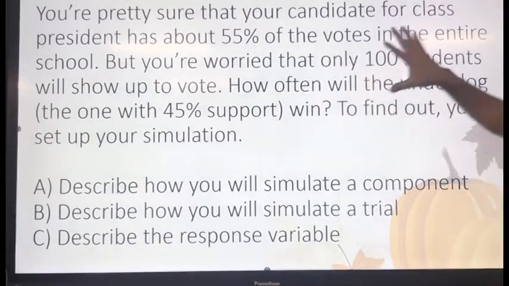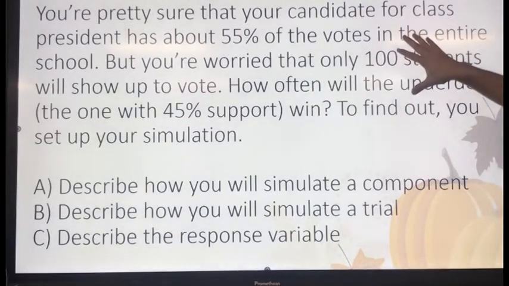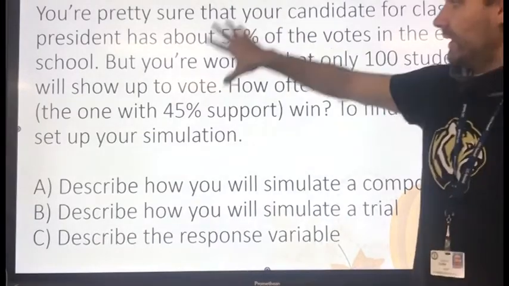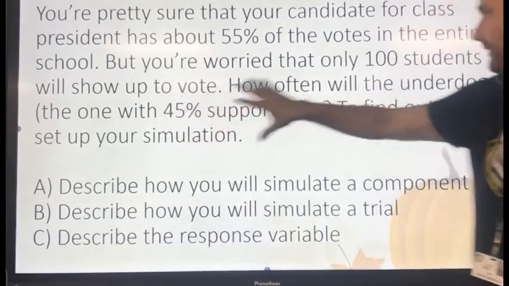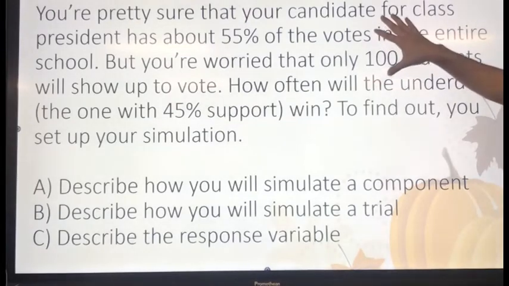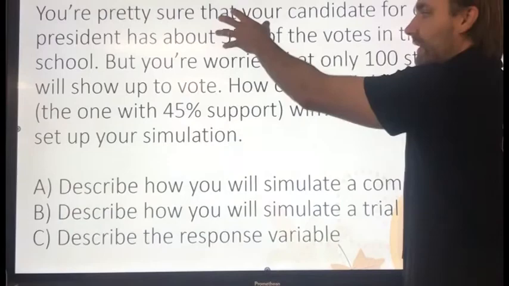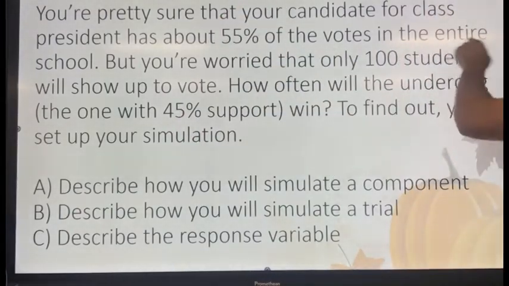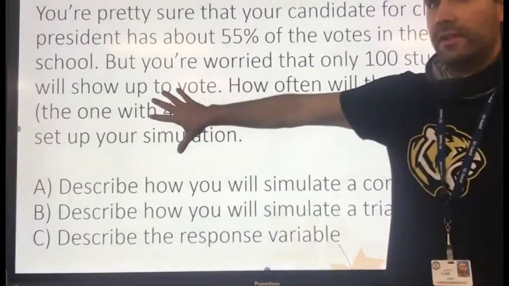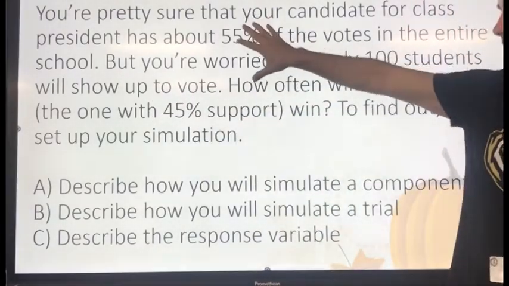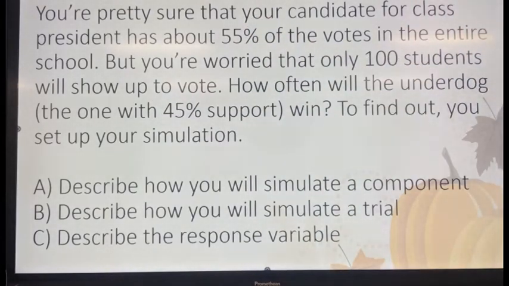So we're only going to look at 100 students, but that doesn't mean that it's going to be evenly distributed. What if only these 45% make up 60% of these hundred? See what I'm saying? This isn't going to grab exactly the 55 and the 45 of the entire school. It may grab a majority of these, it may grab a majority of these. We don't know. We're going to run a simulation to find out.